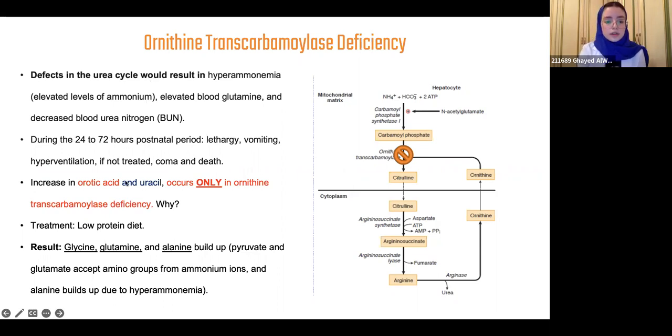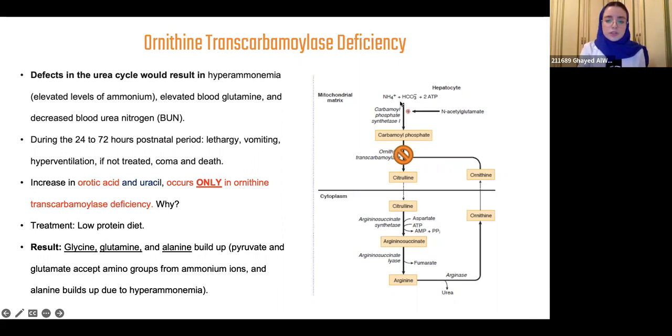So how do these babies present? This is usually in the postnatal period. After they're born, during the first 24 to 72 hours, they start to have symptoms of lethargy, vomiting. They could be hyperventilating. And obviously, if this is not treated, then it could progress to a coma or death as well. Now, what happens if ornithine transcarbamylase is deficient, right?